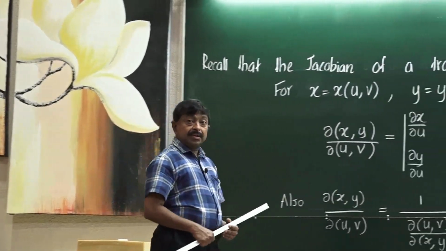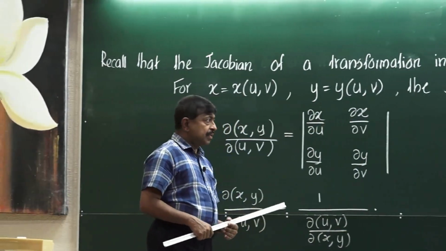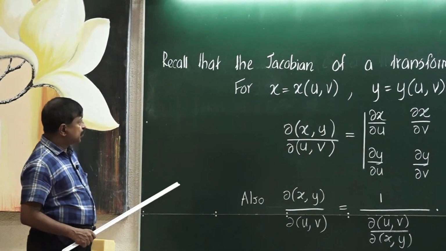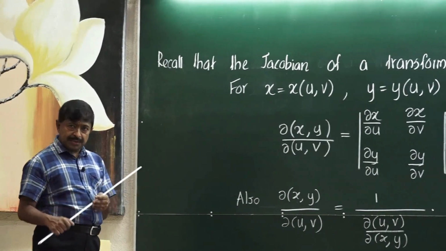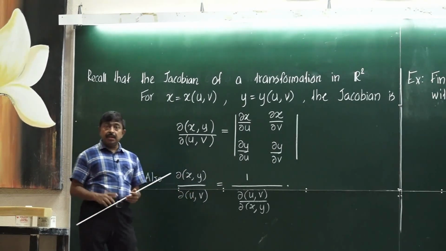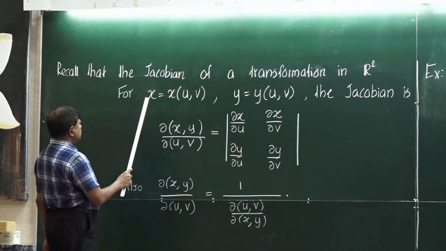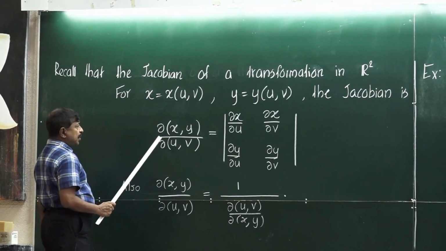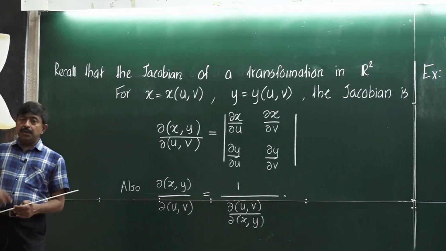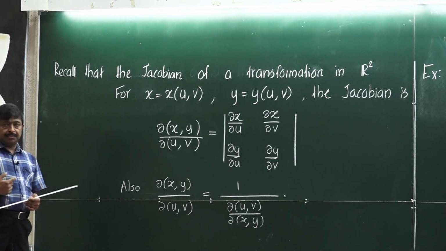Okay, this is going to be the last video of multiple integrals. In the last video, we went through the Jacobian of a transformation. Recall that the Jacobian of a transformation in R2 turns out to be something like this. Now, x is a function of u and v, y is a function of u and v as well. U and v are the coordinates of the new system.